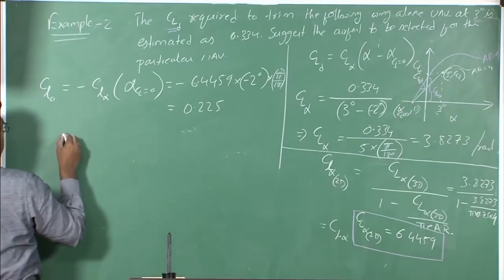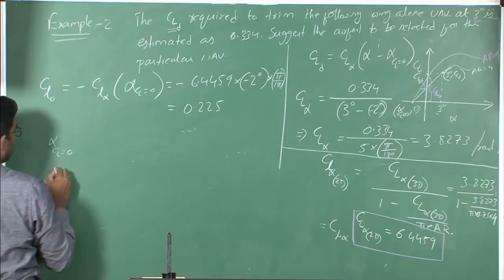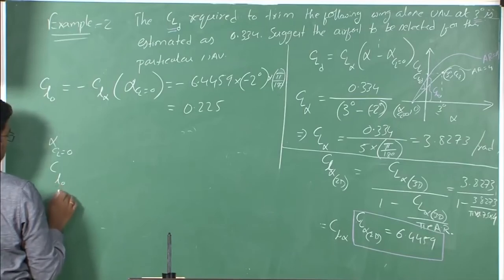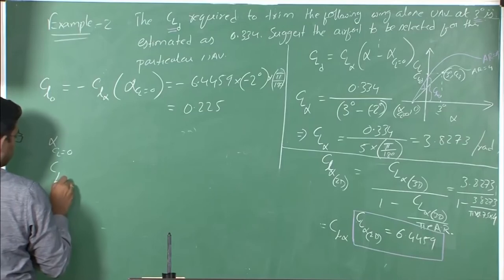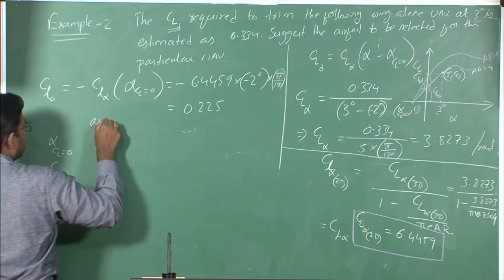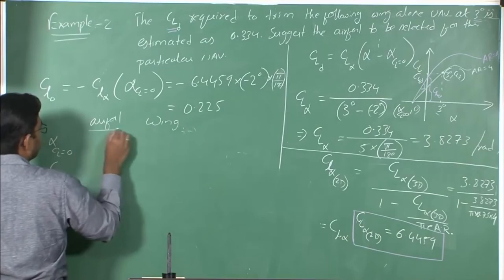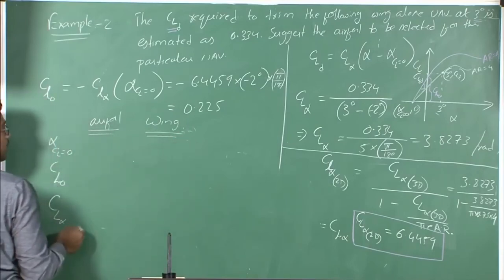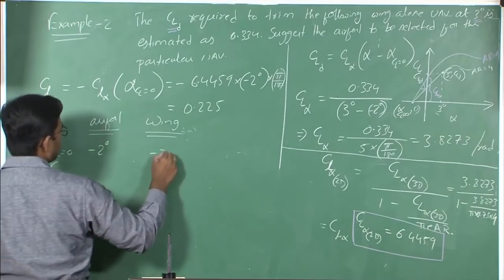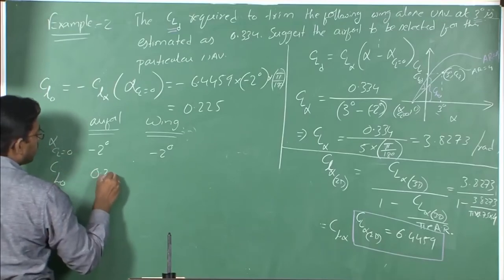Now let us see what alpha at CL equal to 0 and CL naught are, or say CL naught and CL alpha, for airfoil and wing. So for airfoil it is minus 2 degrees. And here it will be the same. CL naught of airfoil is 0.225.